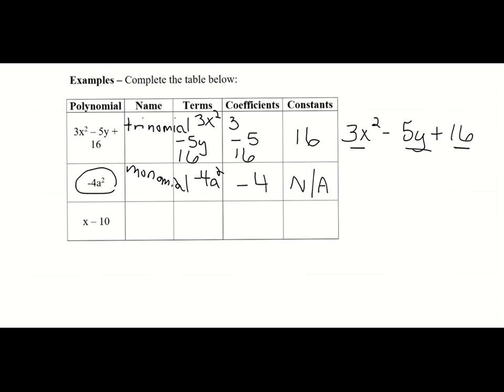All right, for the last one, we have x minus 10, and this has two terms because they're separated by subtraction. So this is a binomial.